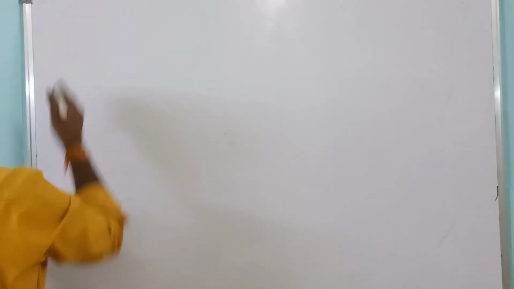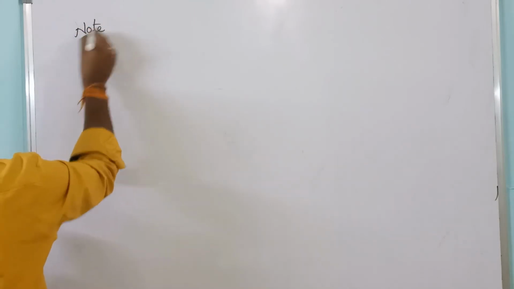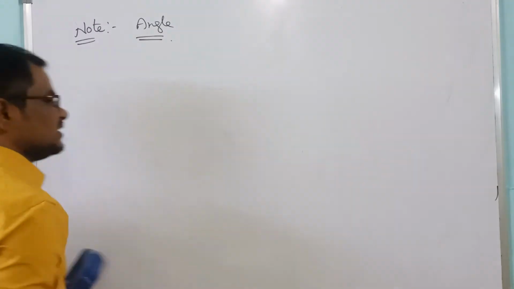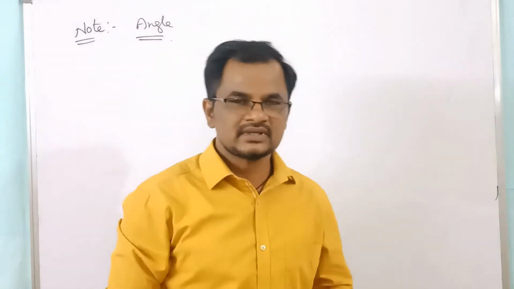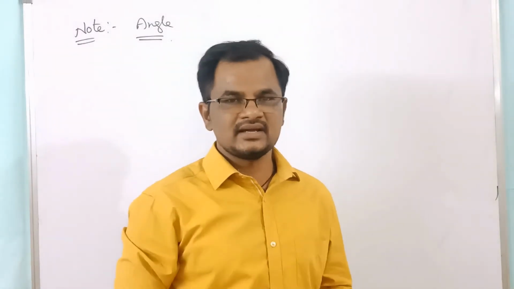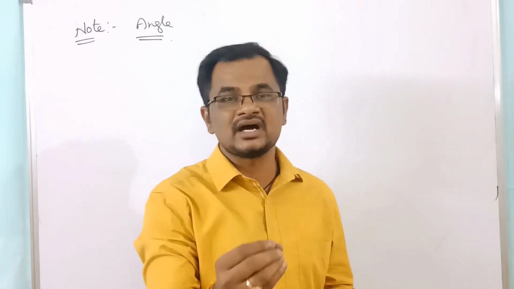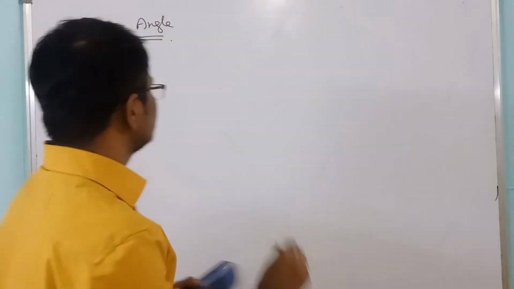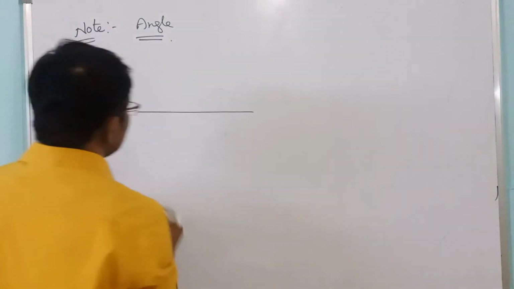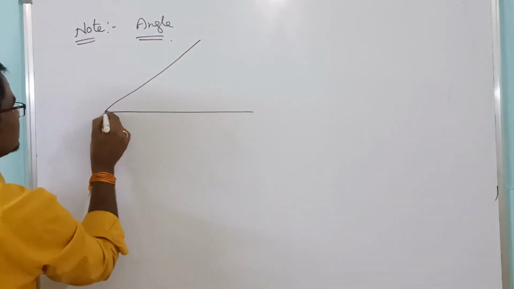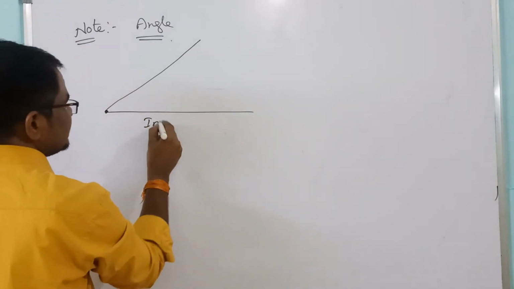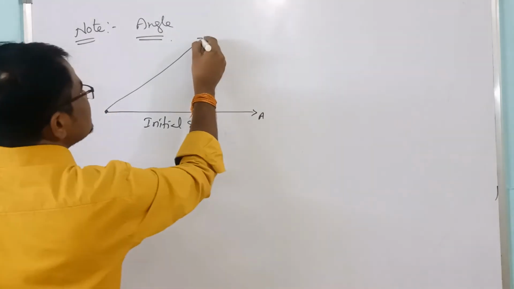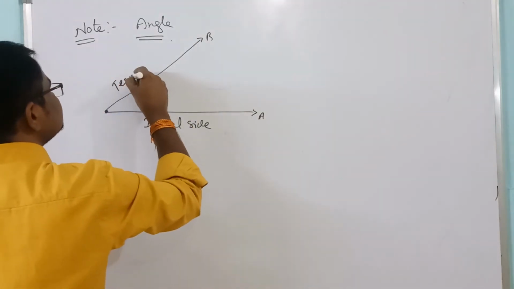So again you take one note. Here you already know, from your high school, the angle definition. What is the definition of angle? Angle is a measure of rotation of a given ray about the initial point. Like this, this is the initial side and this is the terminal side, right?